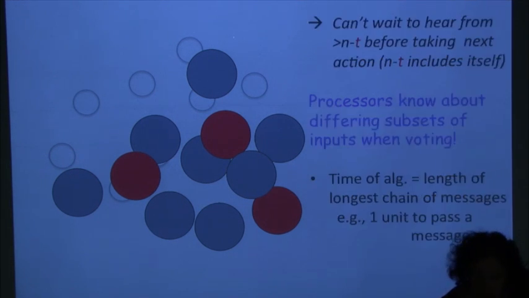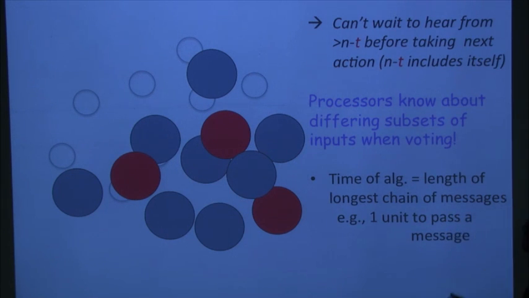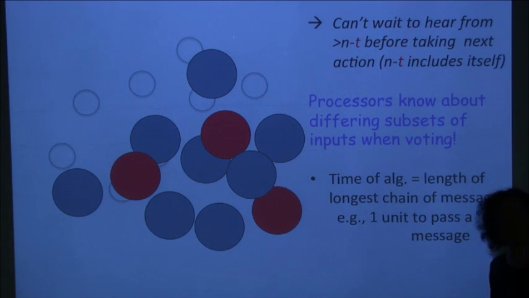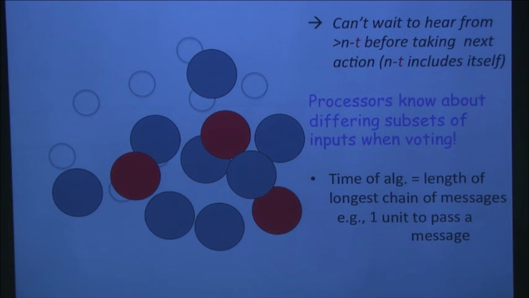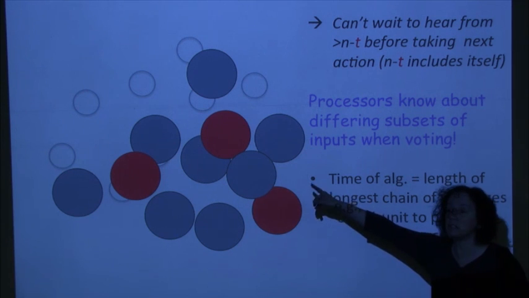Okay, so we're talking about the asynchronous model. Now, what that causes is that if there are T bad guys, and T is what we're going to use for the number of bad guys, you can't wait to hear from more than N minus T processors, because the T processors might not even be sending. If you have to take another action in order to make the algorithm move forward, you can't wait. And processors may know about different subsets of inputs when voting. So there's a lot of reasons why just voting won't work.